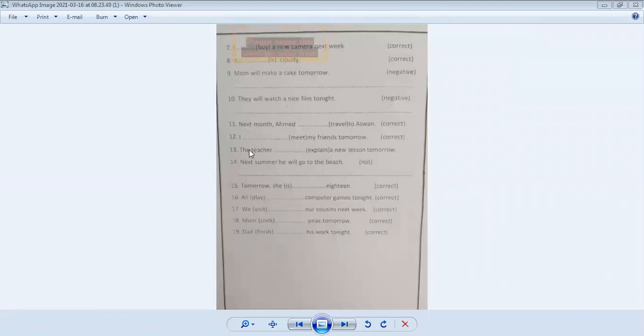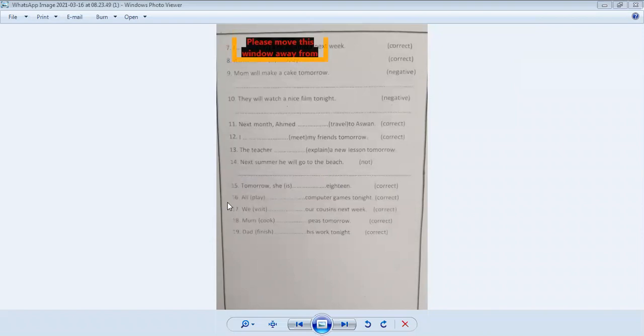Now, let's move to number 14. Next summer, he will go to the beach. Here, I want to use not. What is the answer? Okay, who can give me the answer now? Will not. Very good. Excellent, boys and girls. So the answer will be next summer he won't go to the beach.